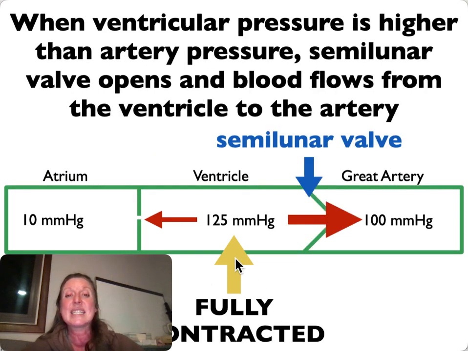As the ventricle continues to contract, the pressure increases even more. It's still not able to open the AV valve, but now it's greater than the pressure in the great artery that it's next to. So the semilunar valve is pushed open and the blood can flow from high to low pressure, ventricular ejection.